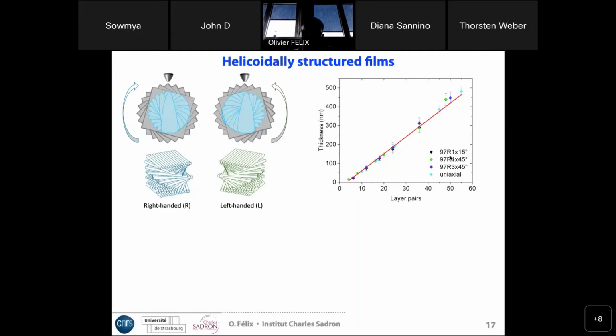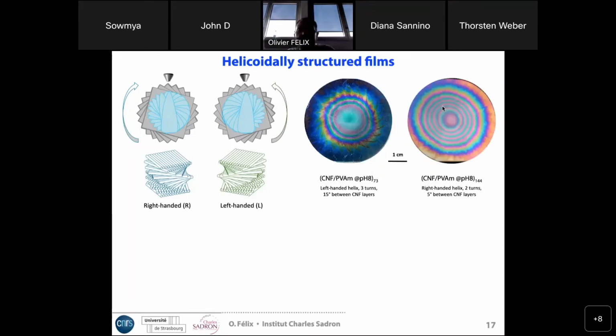R1 means it's a rotation right after the deposition of each layer of cellulose. Here it's after 3, so you are rotating after 3 layers of cellulose. And here you have just the angle by which the sample was rotated, 15 degrees or 45 degrees. And you notice that you get the same linear increase of the film thickness as a function of the layer pairs. And here you have just two examples.